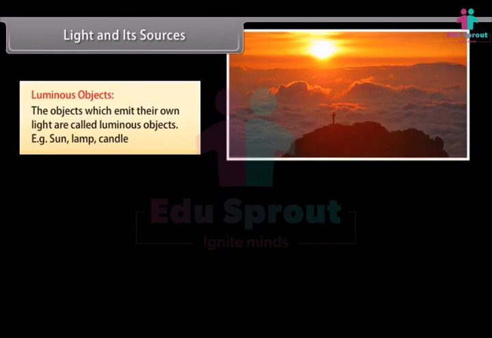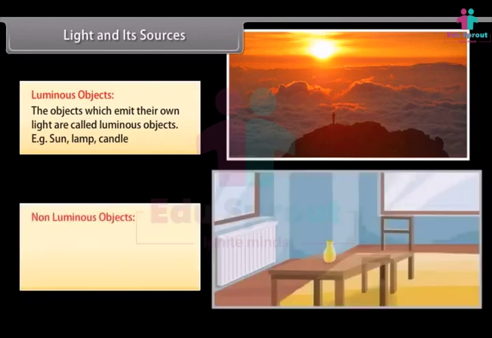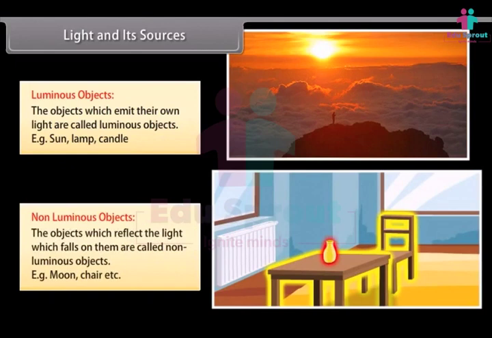Example: sun, lamp, candle. Non-luminous objects. The objects which reflect the light which falls on them are called non-luminous objects. Example: moon, chair, etc.